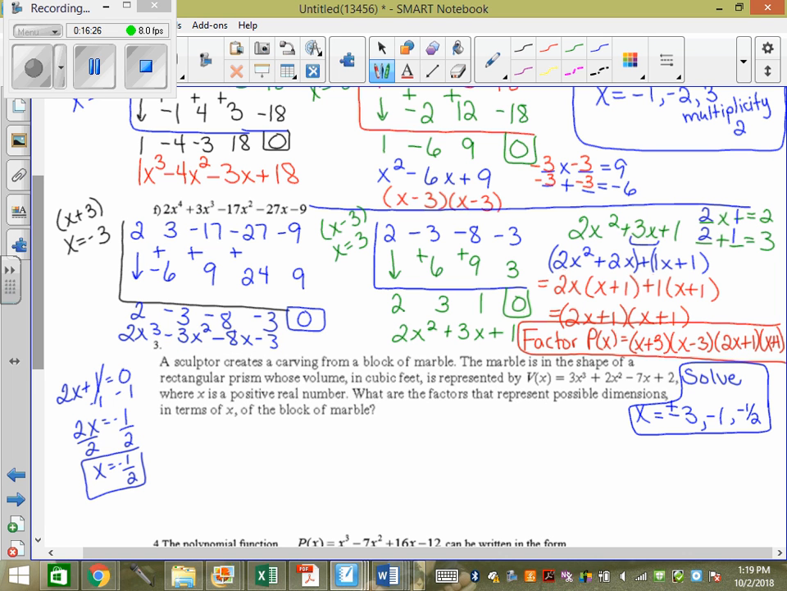Now, if they give you volumes of shapes, you can find the length, width, and height by just doing synthetic division, because it'll give you 3 factors, which is the length, width, and height. Okay, that's all it's asking you to do.